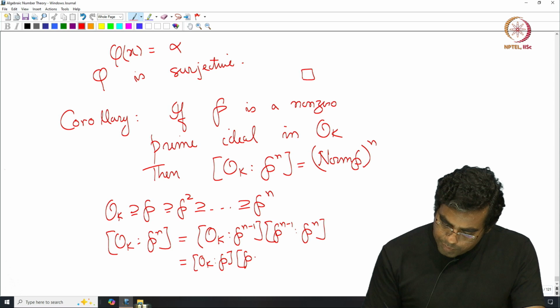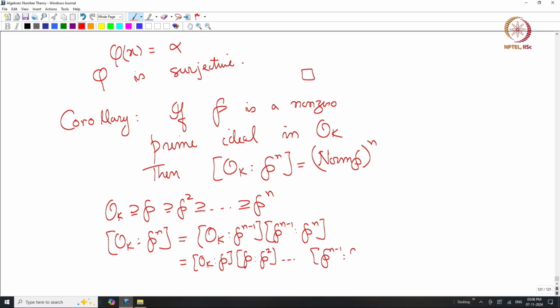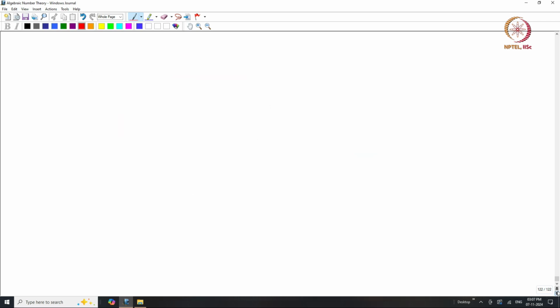So, the next term here is P, P squared and so on up to P to the n minus 1, P to the n. But we know that each of these indices is the same as the index of OK to P to the n, which is the norm of P to the power n. That is quite nice, and this already proves that the norm of P to the n is this. So, the norm is multiplicative for powers of primes at least. That is the corollary here.